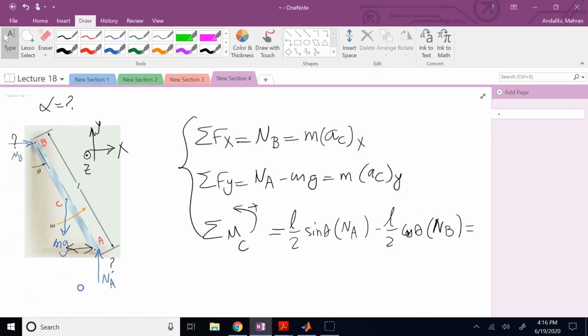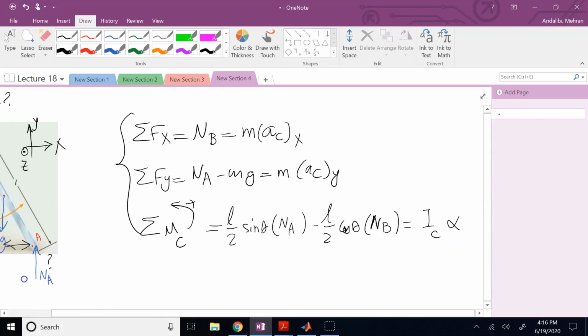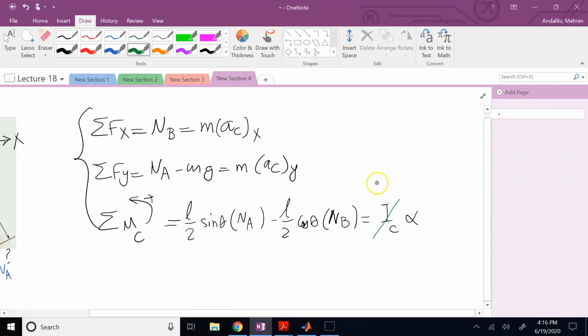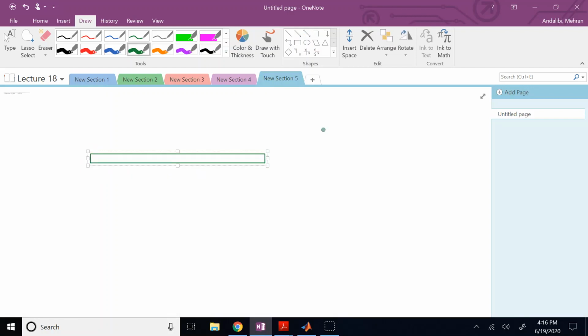This is equal to I about the centroid times alpha, and you know I about the centroid for a slender bar is ml squared over 12, right? So hopefully you all know that. I assume you all do, right? If you don't, please keep that in mind. If you have a slender bar with mass m and length L, okay, so this is a slender bar, the length is L, the mass is M.